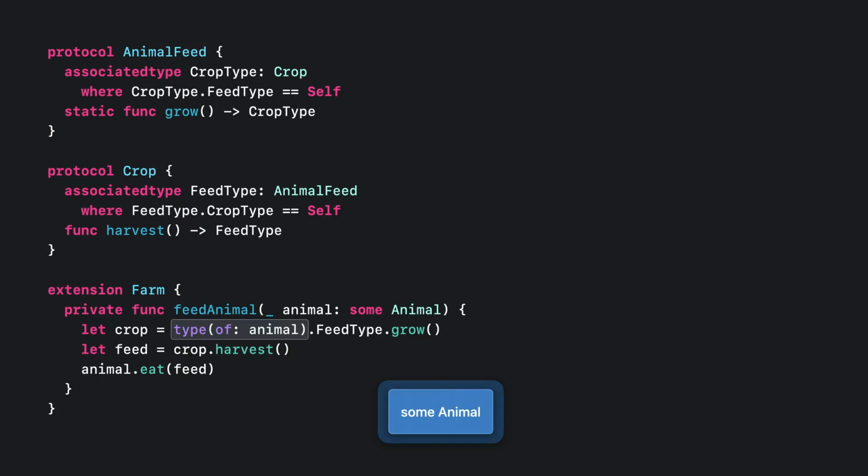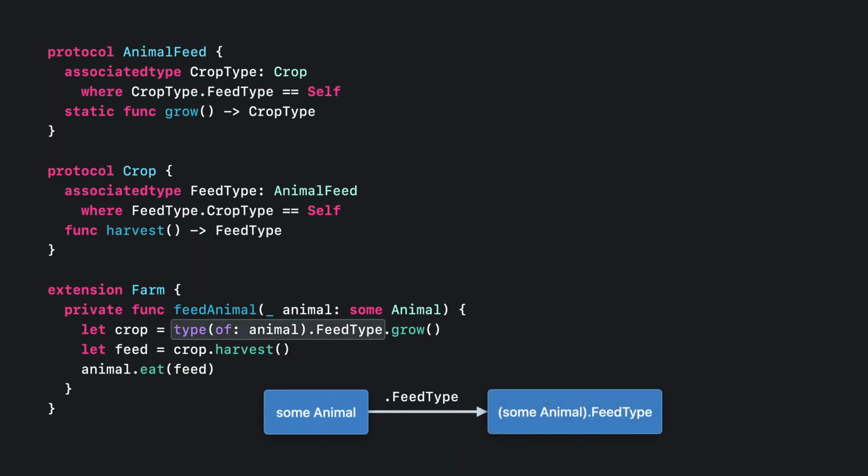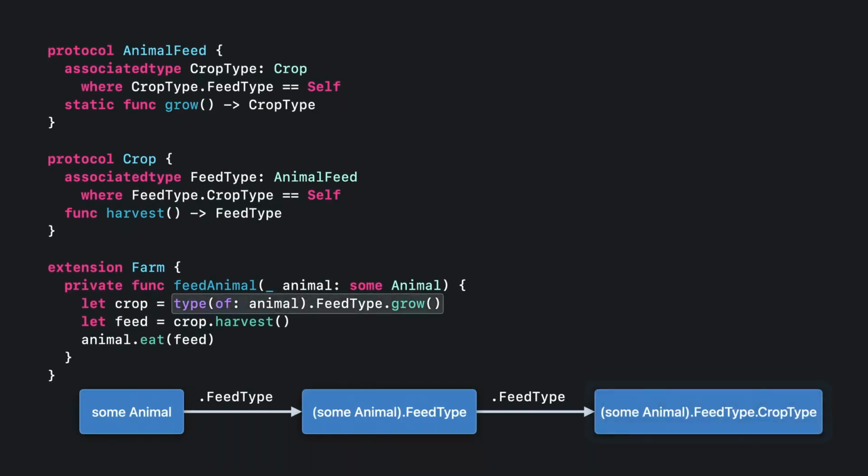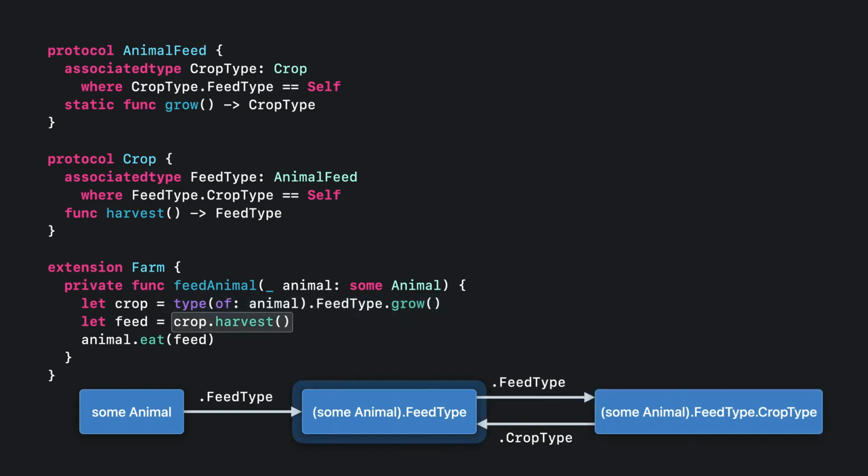We start with the type of some animal, as before, and we get the animal's feed type, which we know conforms to the animal feed protocol. When we grow this crop, we get some animal's feed type's crop type. But now, when we harvest this crop, instead of getting yet another nested associated type, we get exactly the feed type that our animal expects, and the happy animal is now guaranteed to eat the correct type of animal feed that we just grew.